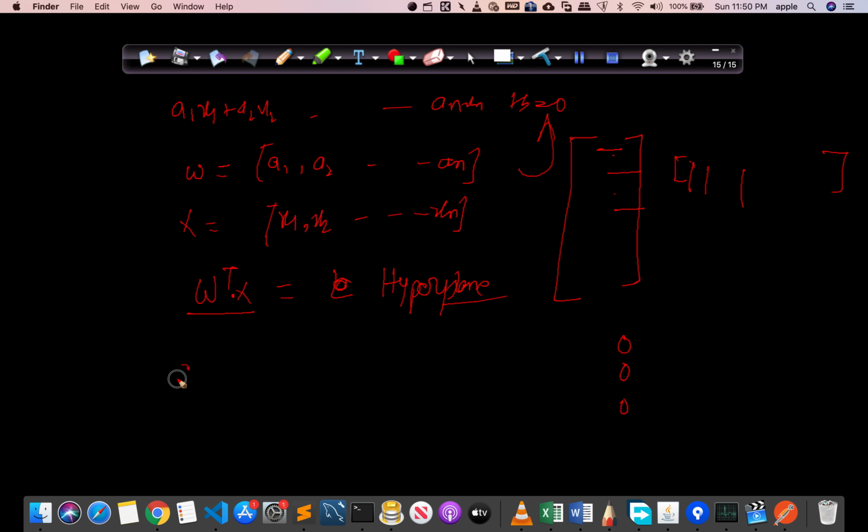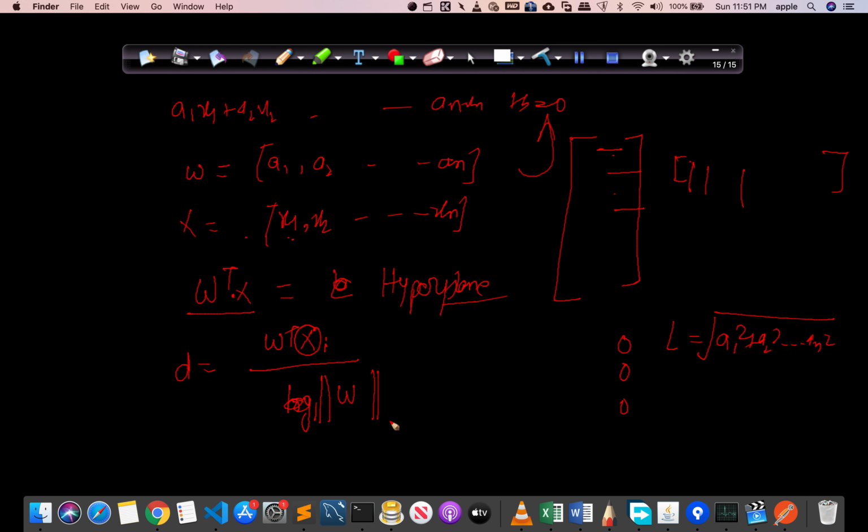Now the distance will be W transpose X. Now in place of X, we will use Xi when we put that value in the line. So while putting the value in the line, we will replace this X with Xi and we will multiply with A1 and we will get this equation. And then we will divide with the mod of this W. Why mod of W? Just because mod of line is A1 square plus A2 square until AN square under root.